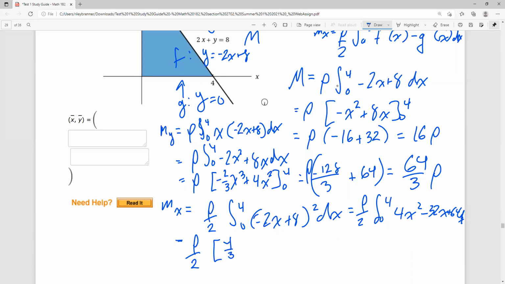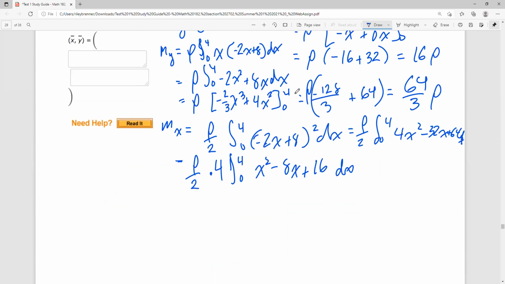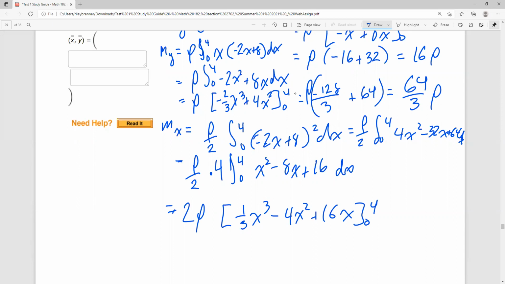Okay, hold up. You can actually pull out something from here. All of this is divisible by 4. I'm going to pull out a 4. So this is times 4, the integral from 0 to 4 of x squared minus 8x plus 16, right? And then simplify that again. So 4 divided by 2 is 2. So 2 rho times 1 over 3 x cubed minus 4x squared plus 16x from 0 to 4.